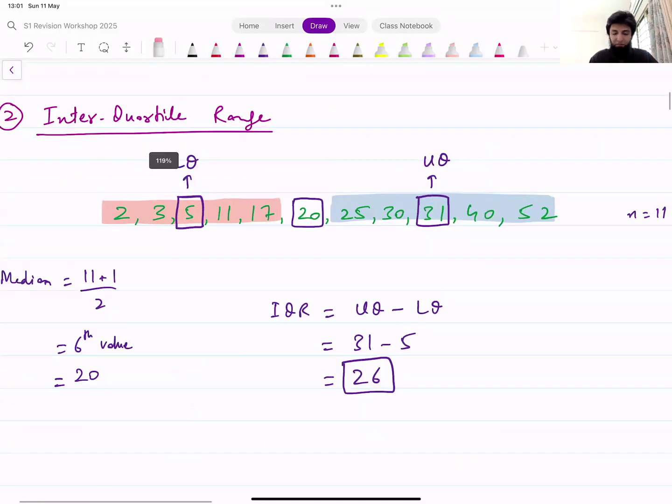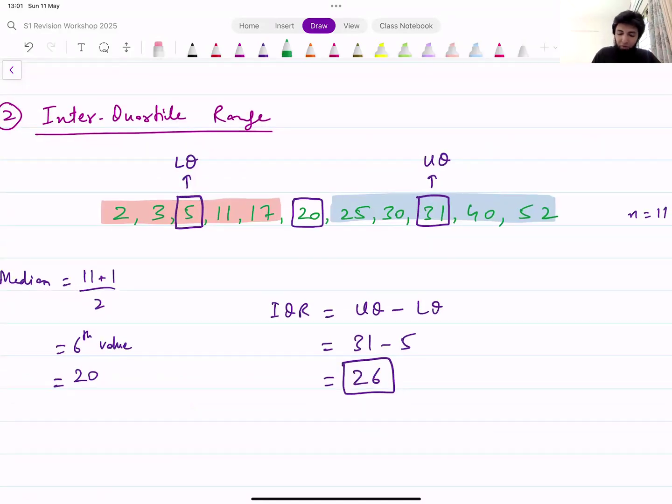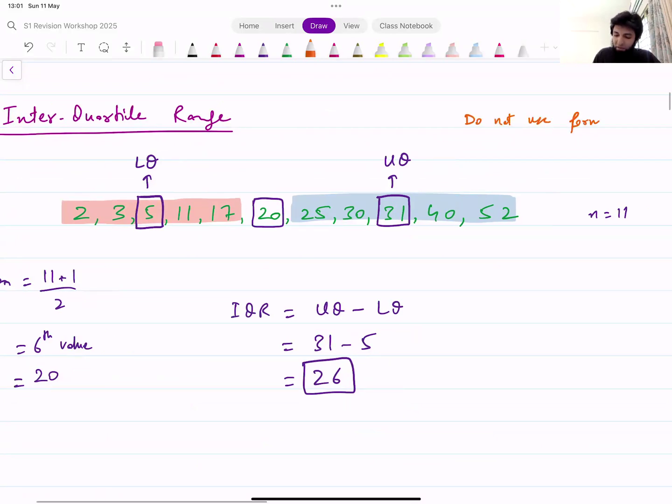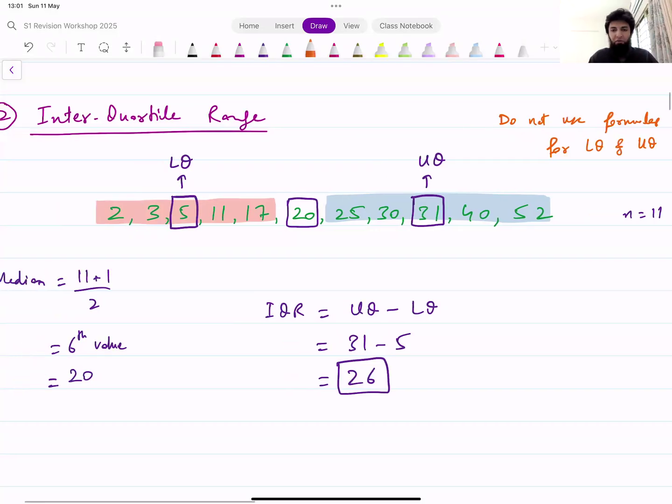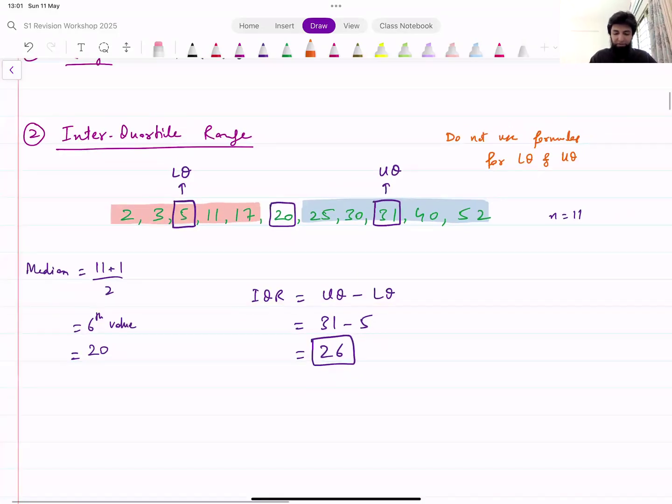You need to make sure that you use these formulas. Do not use formulas here. In interquartile range, do not use any direct formulas for finding lower quartile and upper quartile. They will not always work. Sometimes they will work, sometimes they won't. You would not know in the exam if you're getting the correct answer or not. Those formulas, 3n over 4, n over 4, they do not work. How exactly do you find this interquartile range?